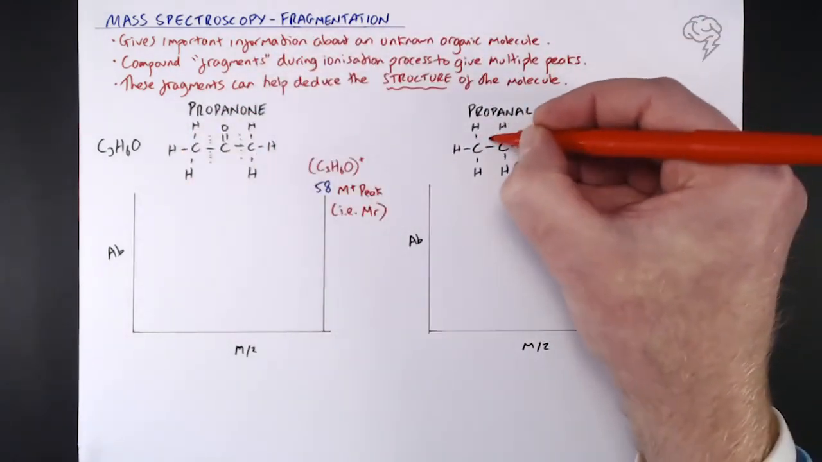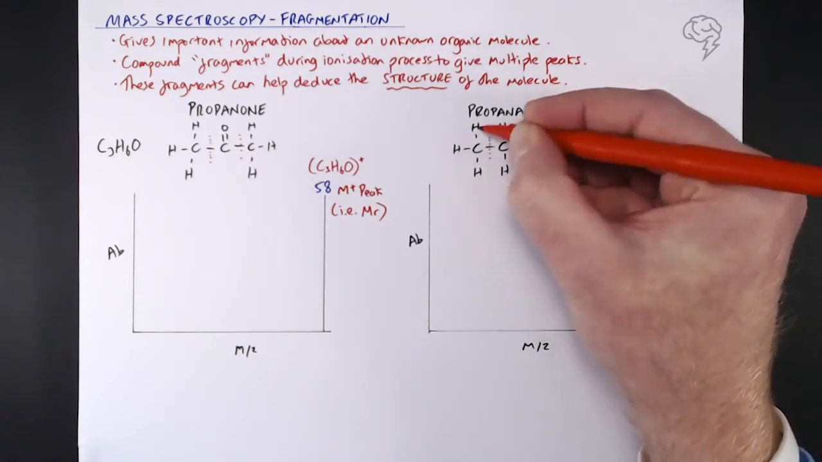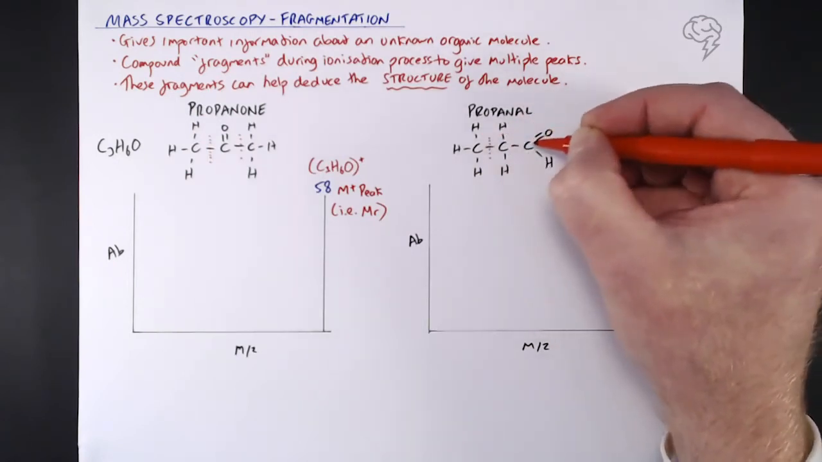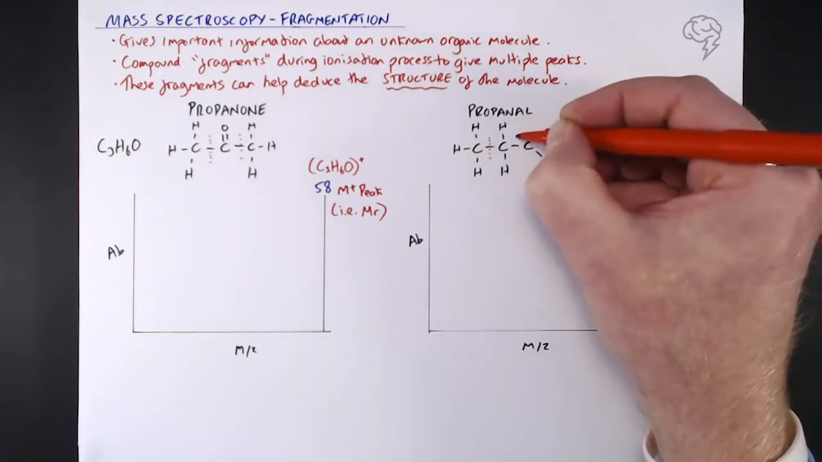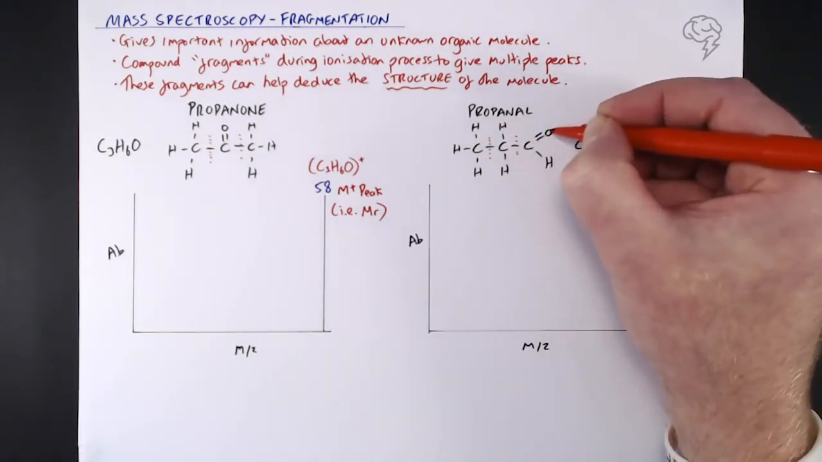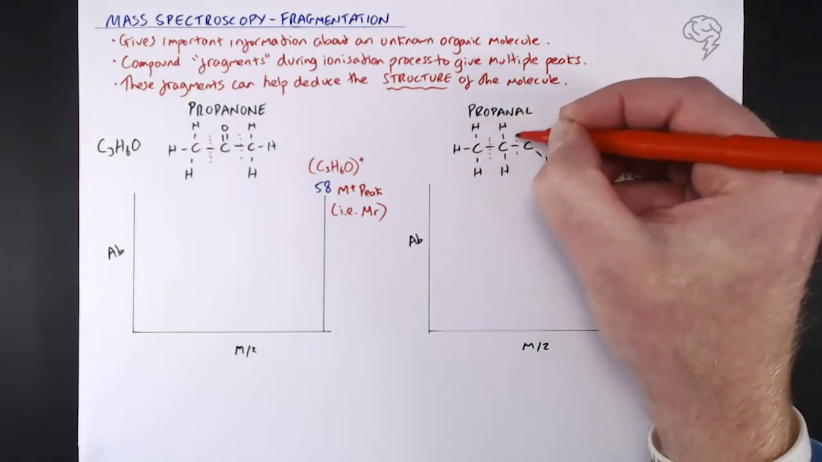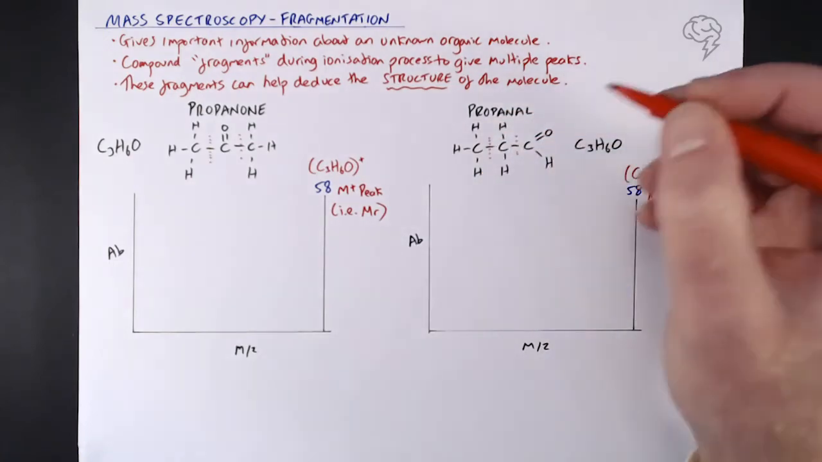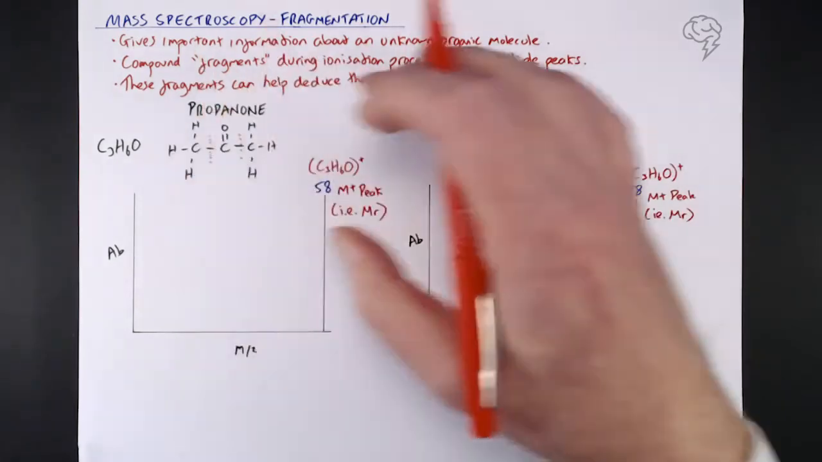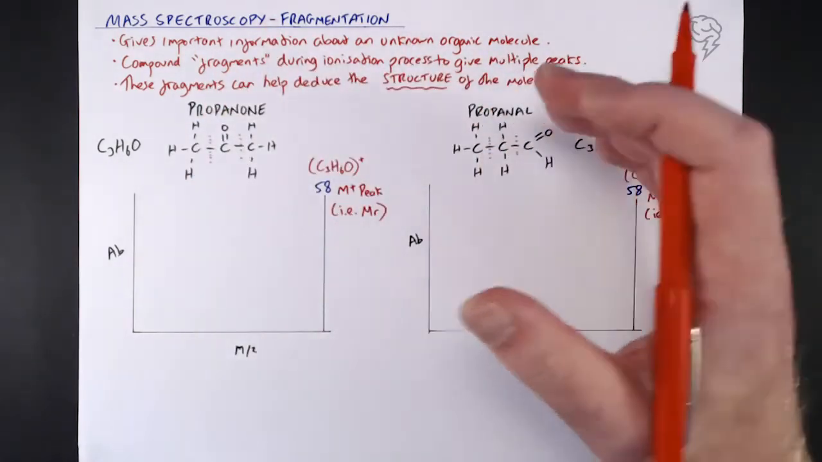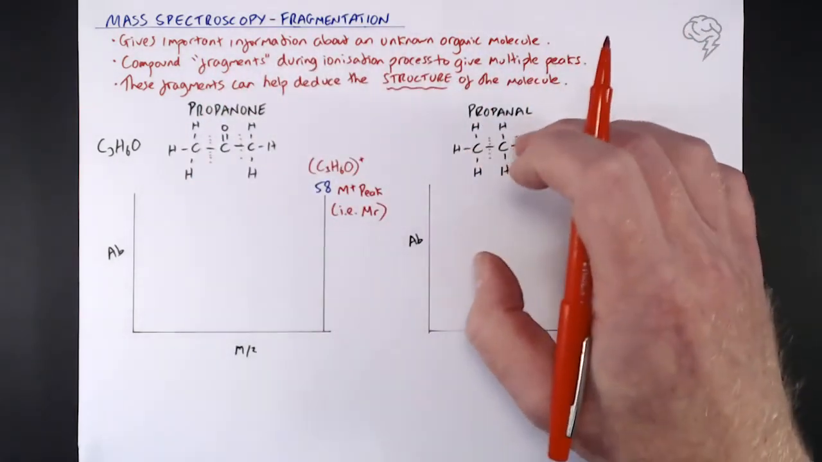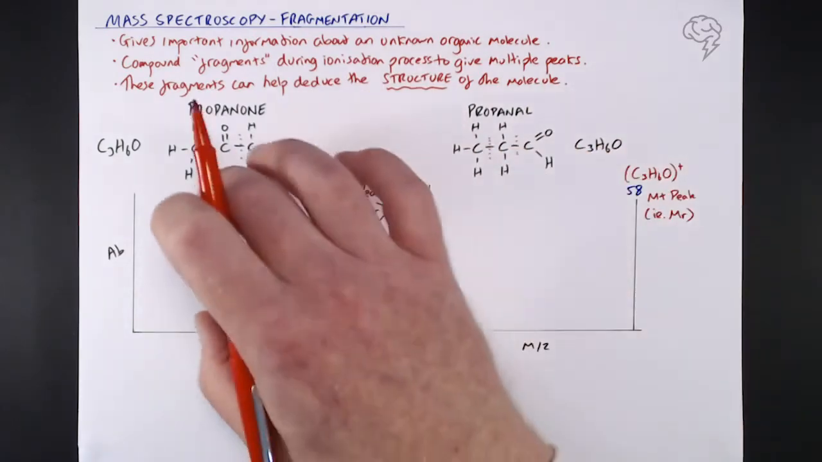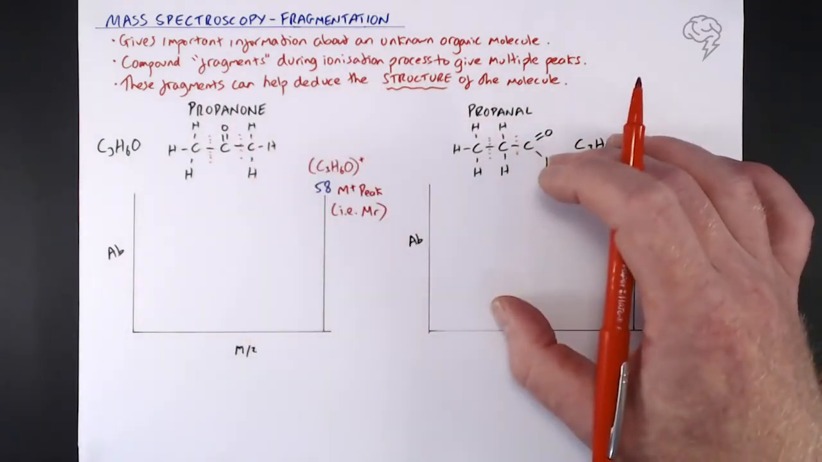Over here, this bond could break just to give a CH3 and a CH2COH. Or it could break here to just give a COH and the C2H5. Or again, both of those bonds could break. But all we're concerned with here is breaking the molecule into two pieces, just breaking one bond at a time. And you will see that the fragments will actually be different for these two molecules.